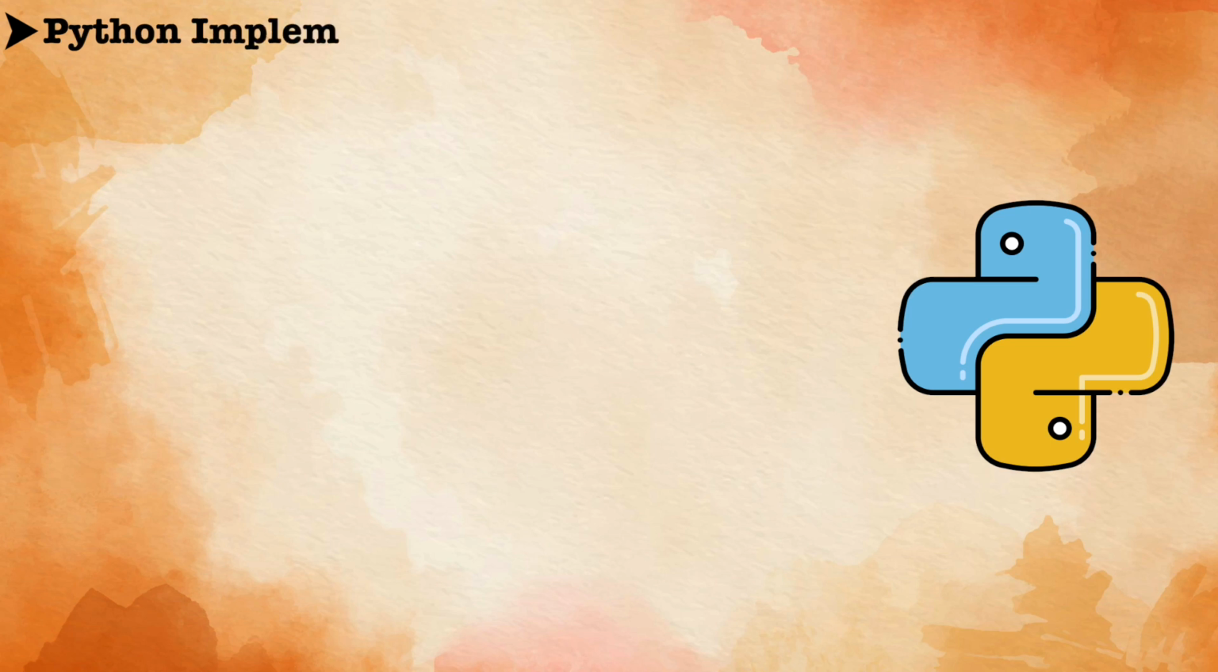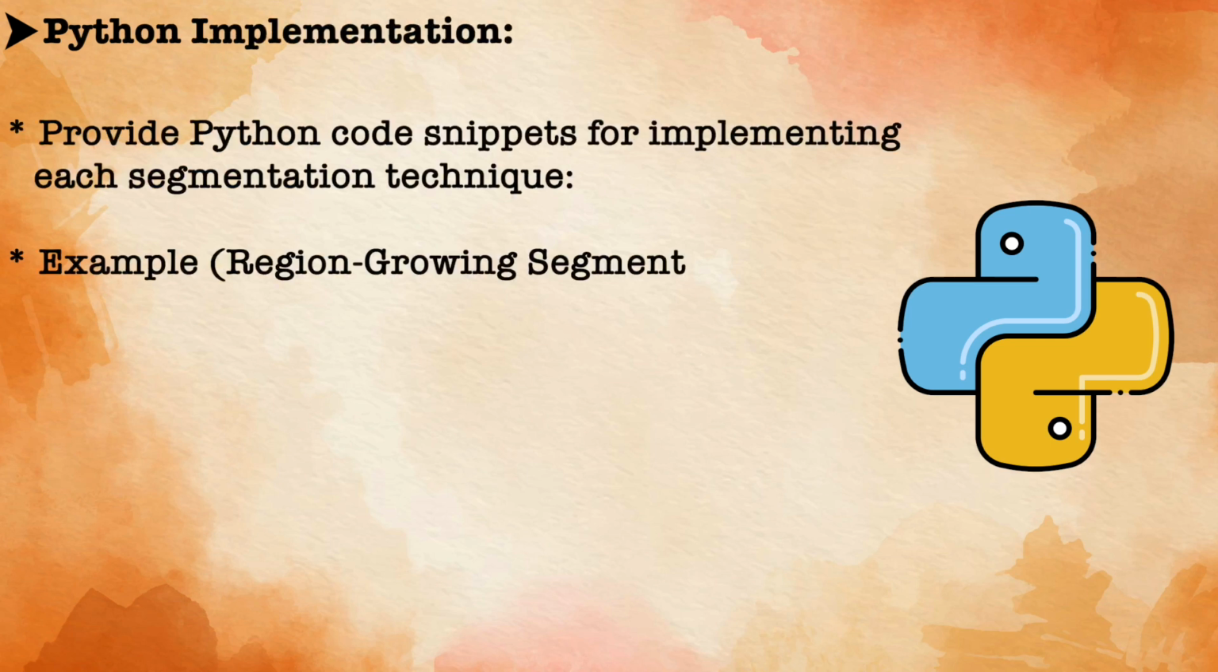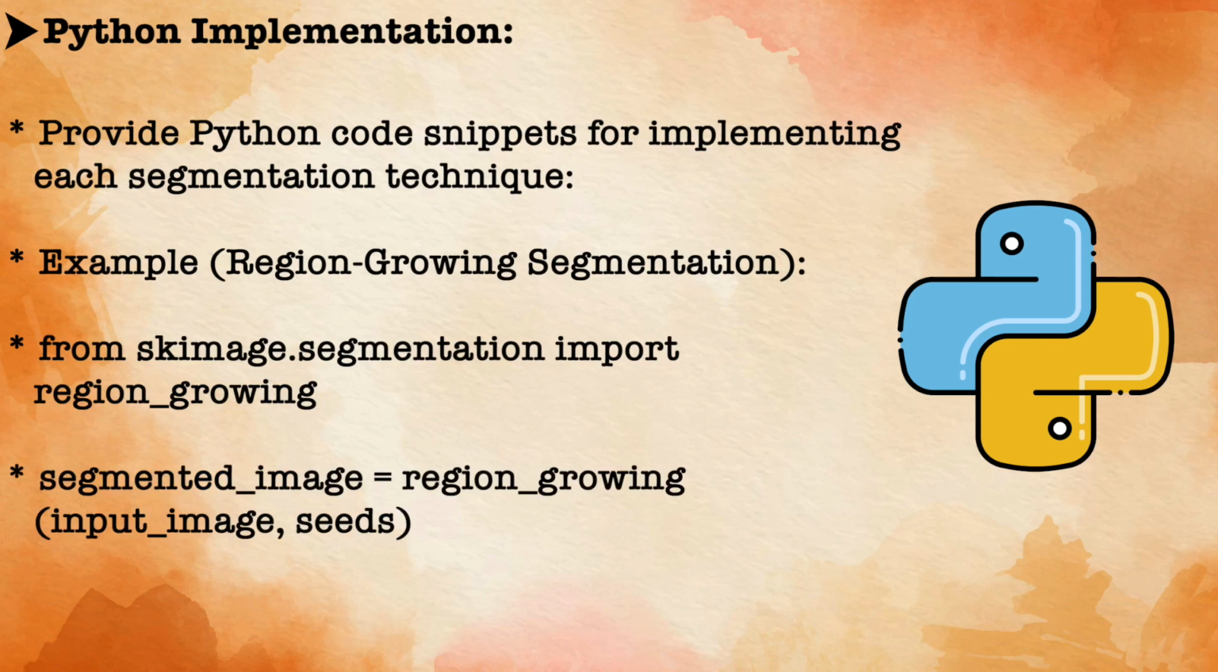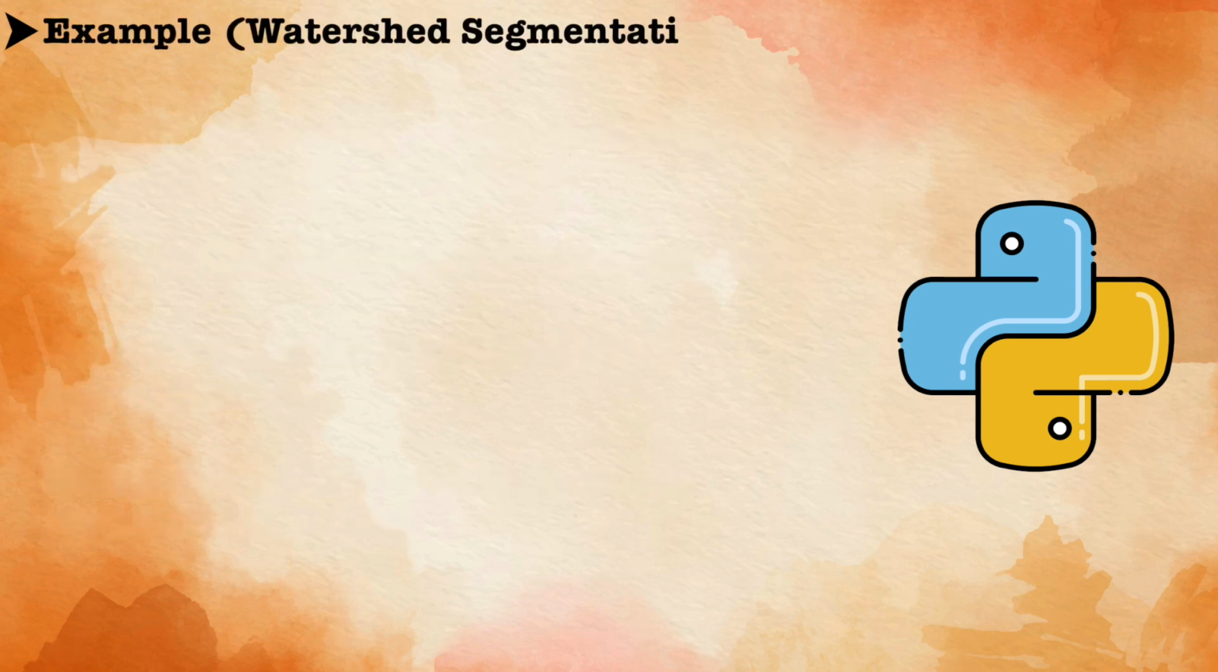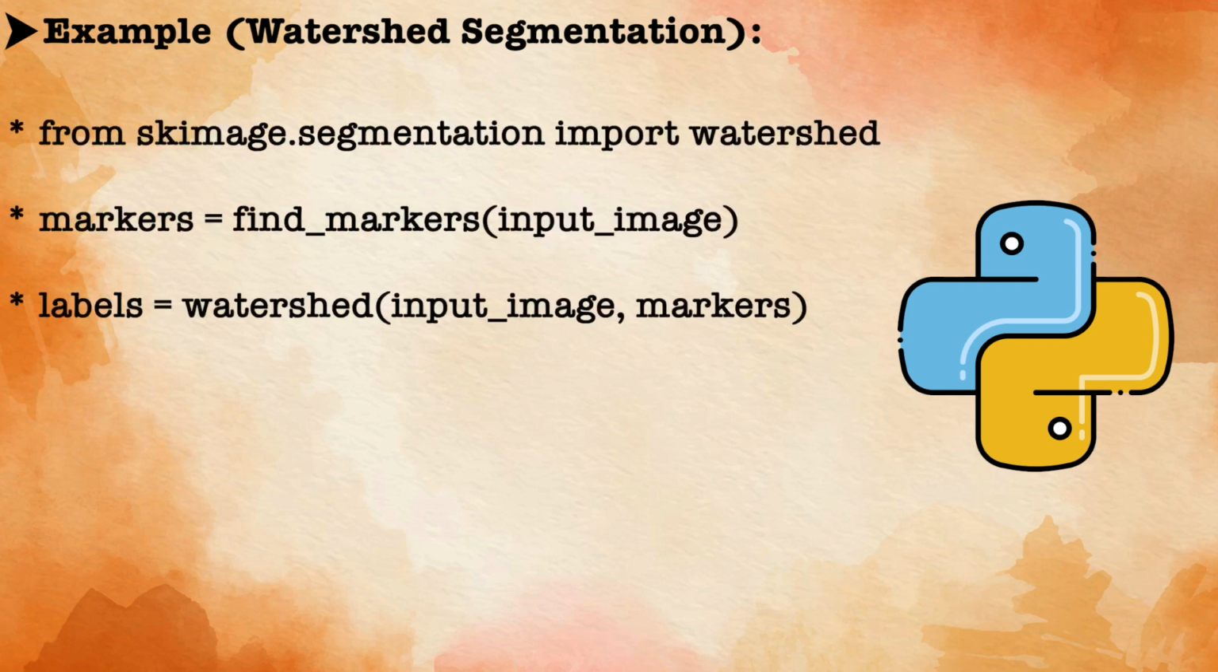So the Python implementation is here. For these segmentation techniques, we have to analyze, first, region growing segmentation. In this code, we are taking the library function and using that particular segmented image function with the input image and seed value. Then the example for watershed segmentation. Here is the library function, and again we are taking the function with the input image and markers.